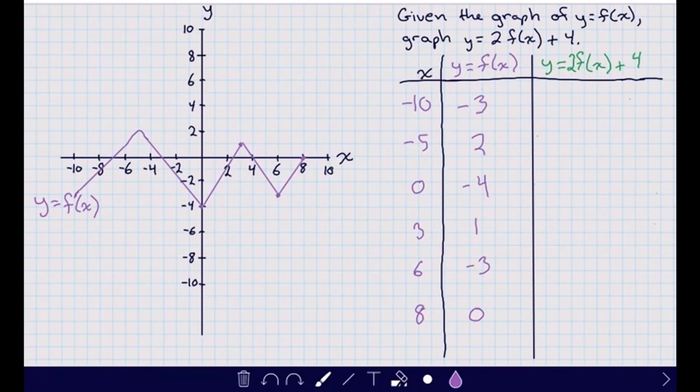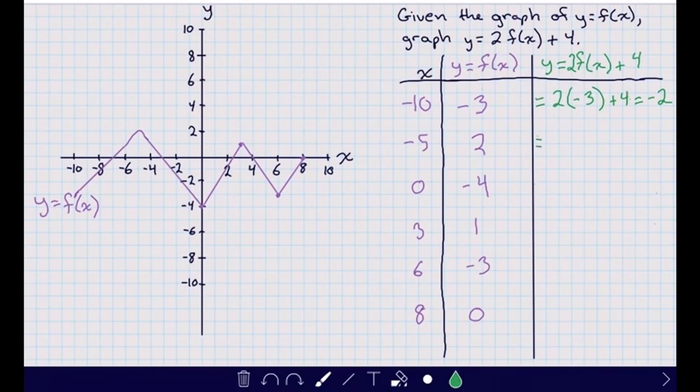So what we want to do is take those y values and then put them into the new function and calculate what the new y value will be. So we'll go through the table. So the first point there, negative 10, negative 3, we're going to take that negative 3 and substitute it into the new function. So where the f(x) is, that's negative 3 because the y equals f(x). Okay, so then we calculate that. 2 times negative 3 plus 4, that'll give us negative 2.